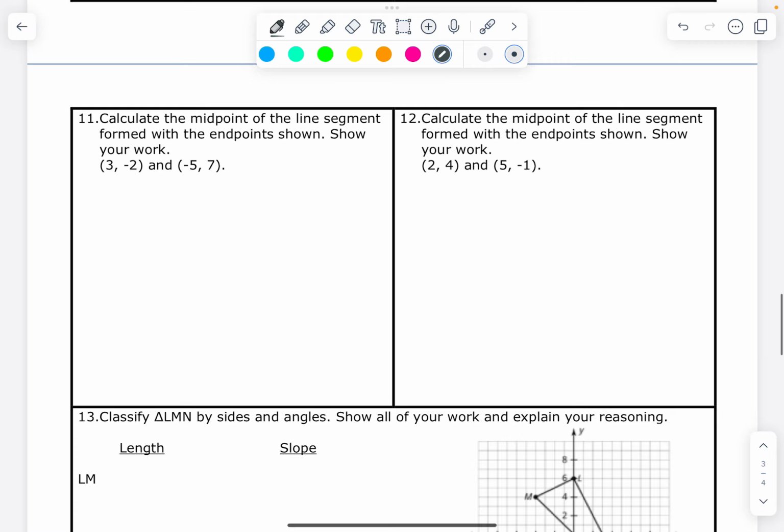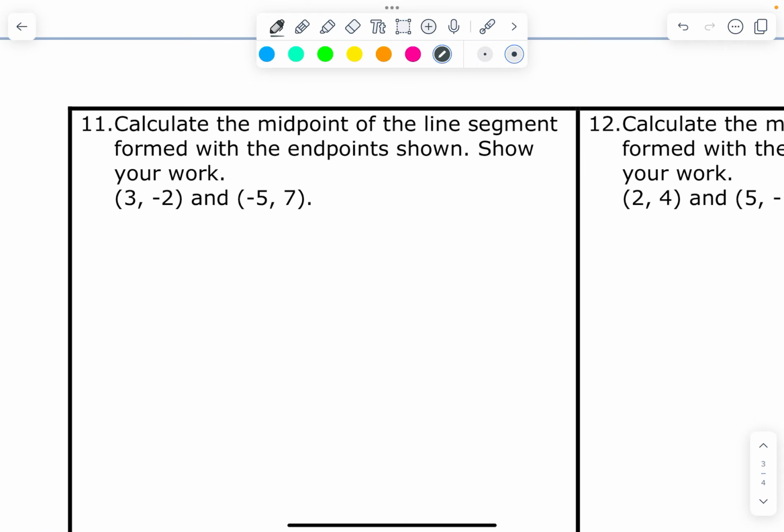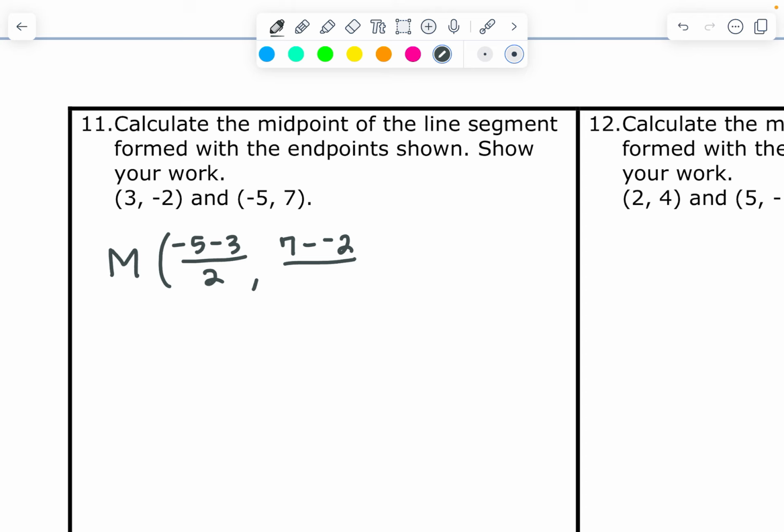Okay, number 11, calculate the midpoint of the line segment formed with the endpoints shown below. Midpoint formula is when you take the x's and add them, divide that by 2, then you take the y's, add them, and divide by 2. That's the formula. You can check your formula chart as well.